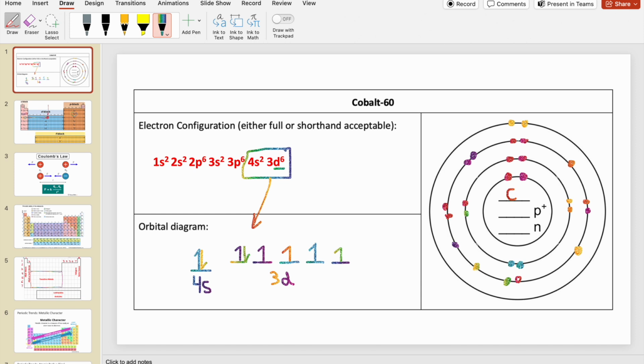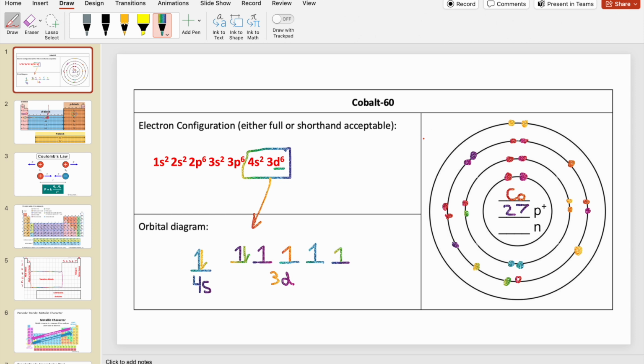Now cobalt is Co, so I'll just write Co for the symbol. Cobalt has 27 protons. And because it's neutral, it should also have 27 electrons. So if you're ever confused on how many electrons you have, it should equal the number of protons if you are neutral. There are, in fact, 27 electrons in here.